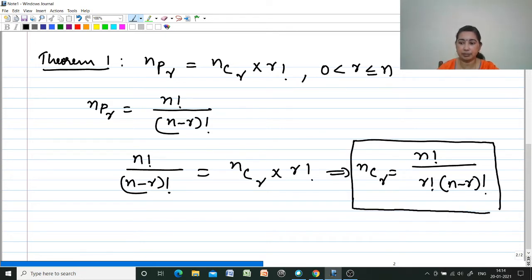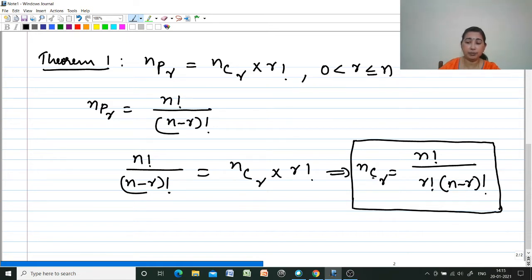So this is the definition for nCr. The first theorem: there is no need of proof here, we need only to study the theorems. Theorem 1, nPr is equal to nCr into r factorial, and from this we get nCr equal to n factorial by r factorial into (n minus r) factorial. This is very important, we have to find what nCr is. So nCr is n factorial by r factorial into (n minus r) factorial.